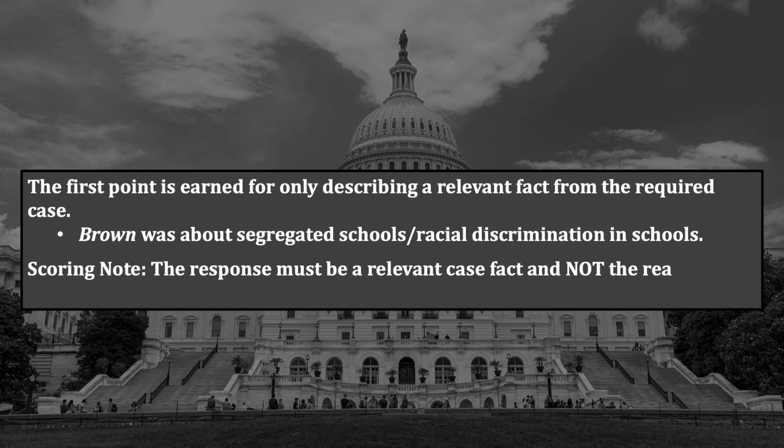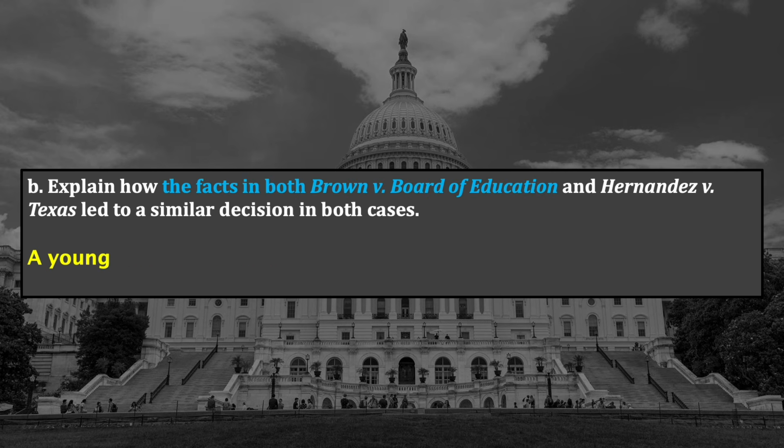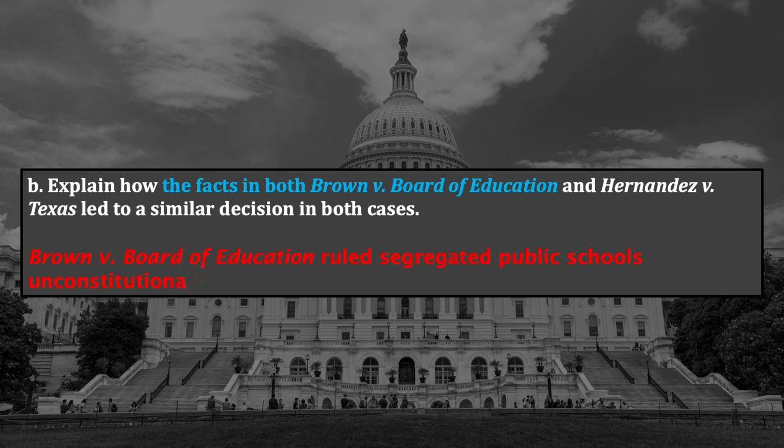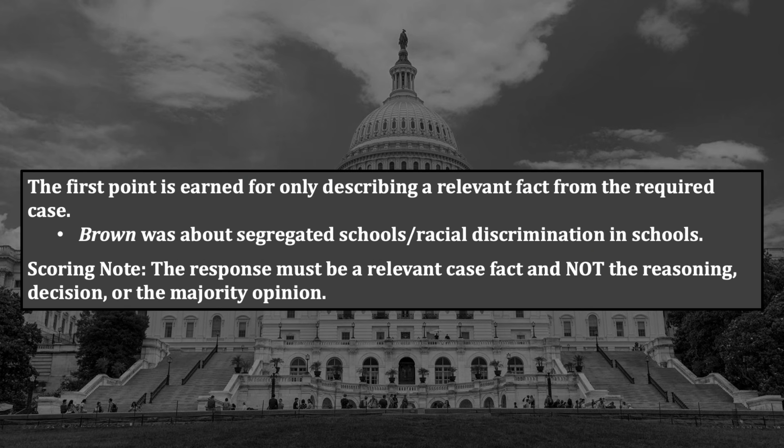So looking at the scoring sheet for this point, you can earn the point by stating that schools were segregated, that black students were prevented from enrolling in schools because of their race, or something like that. But you would not earn the point for saying that Brown versus Board ruled segregated schools unconstitutional. That's the decision, and you're being asked for the facts. So that's a hugely important takeaway from this video, is that when it says to describe the facts of the case, it means just that, the background, the facts, not the holding, not the result, not the constitutional clause or principle. Okay, so that's the first point in Part B.